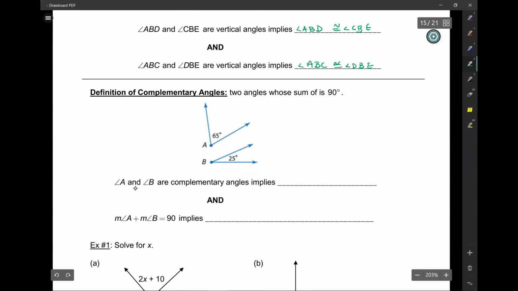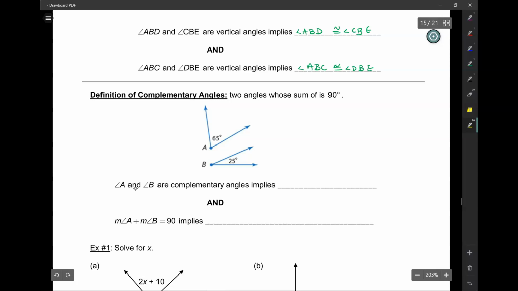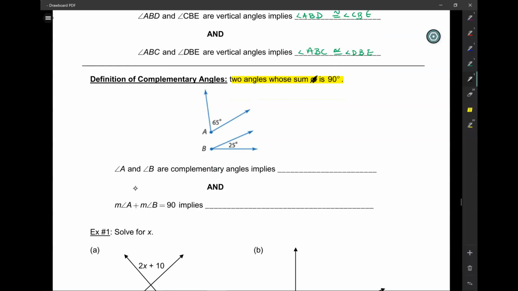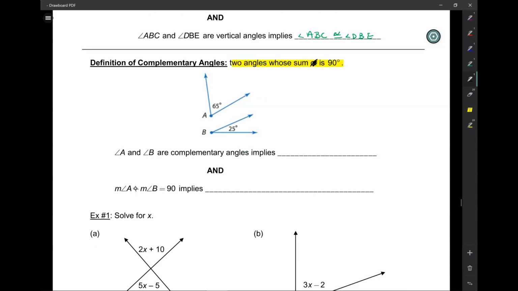So complementary angles are two angles whose sum is 90 degrees. Okay? So two angles that, when you add the measure of one to the other, you get 90 degrees. So for example, look at angle A, 65 degrees. Angle B, 25 degrees. You add them, 90. So you say angle A and B are complementary angles.